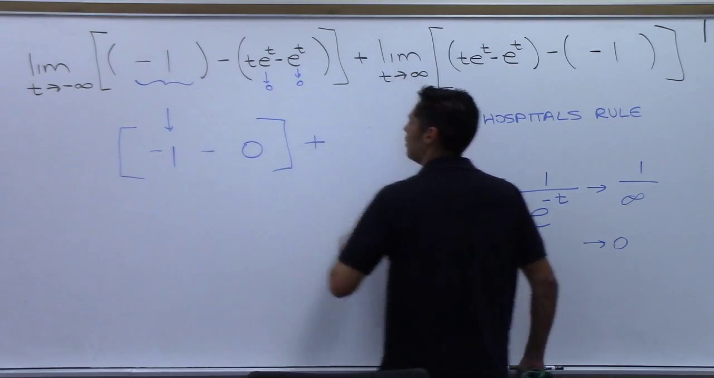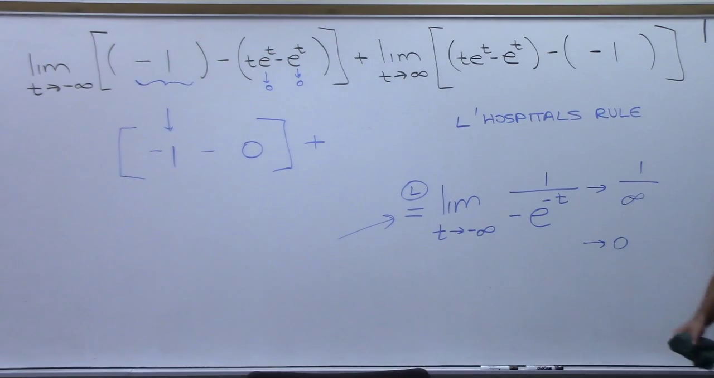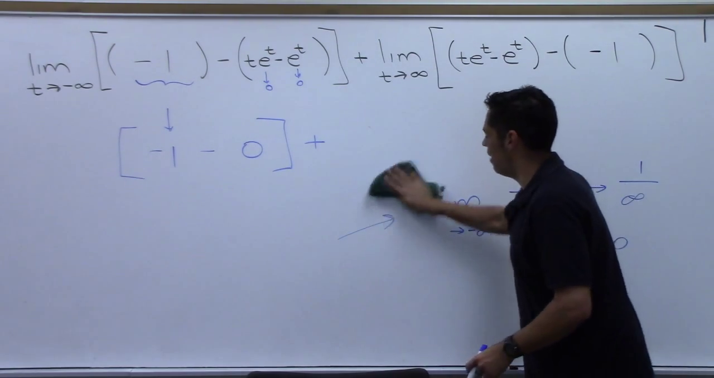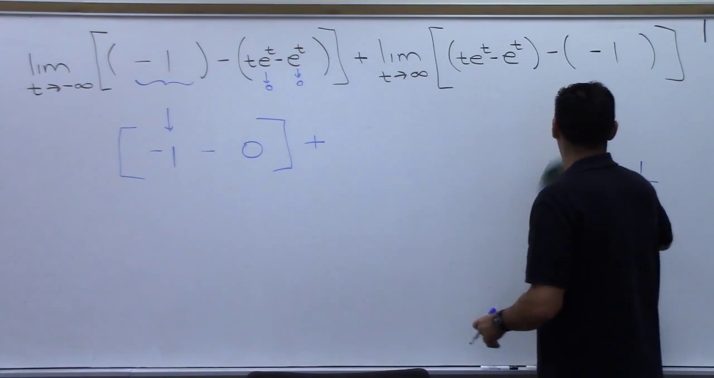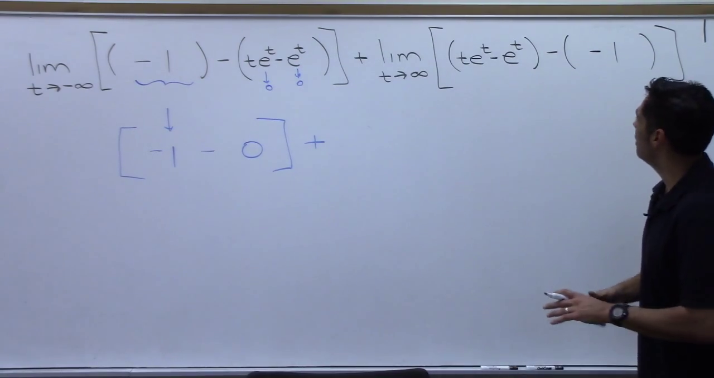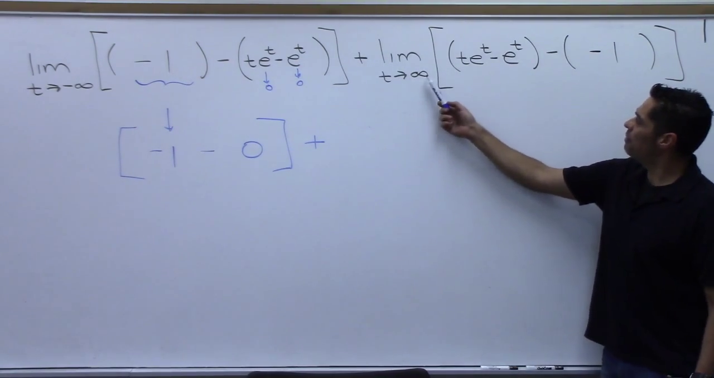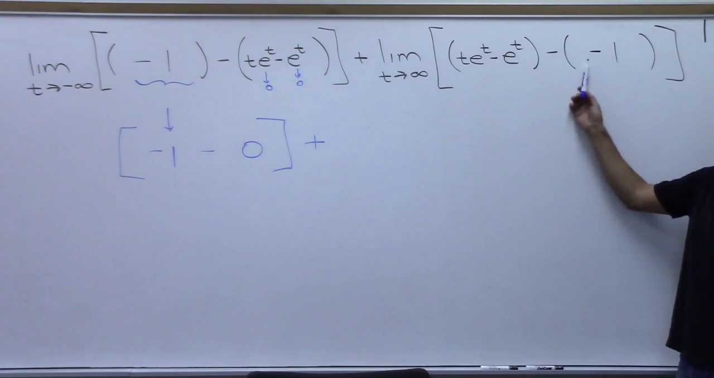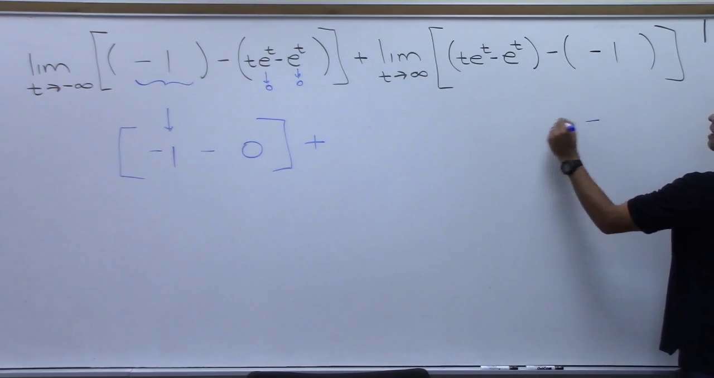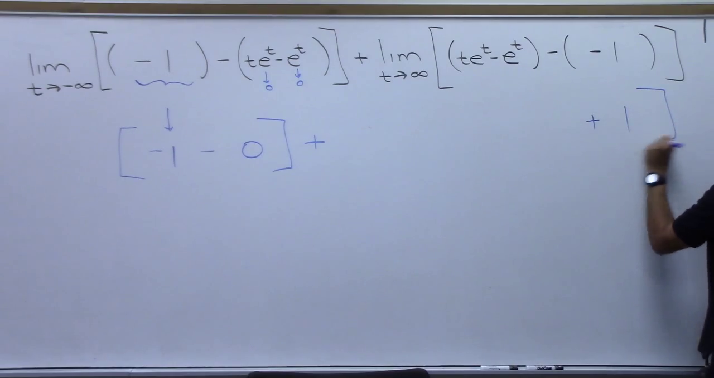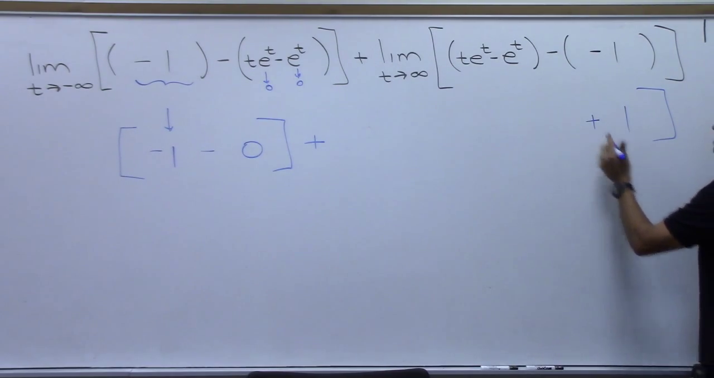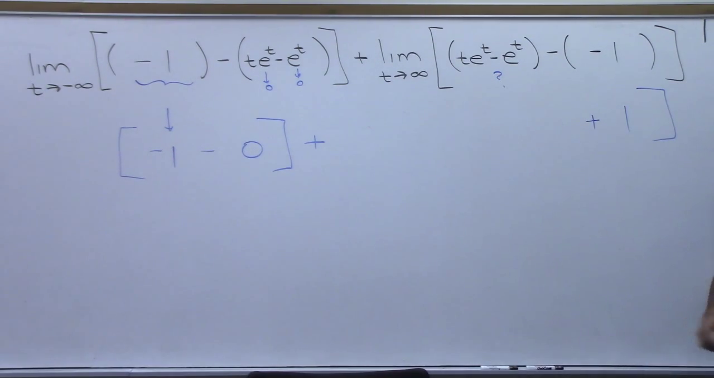Bam, done. Plus. Now this one's not going to be as bad. Oh, yes it is. Sorry, I thought we were good, but we're not. So let's take a look at this. If t goes to infinity, this is not affected at all, right? So can I just put plus 1 over here? Negative, plus? This is the question mark, right? What happens to that?